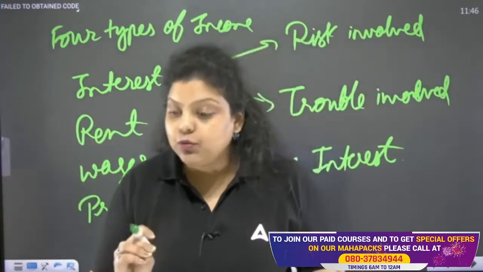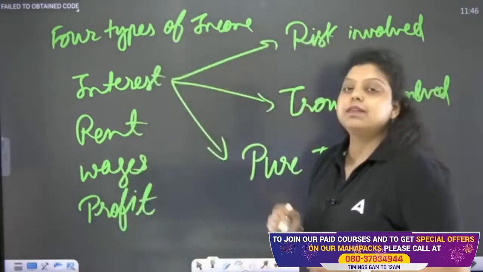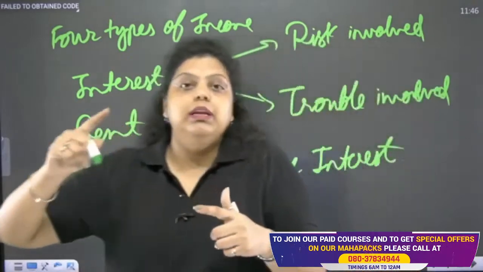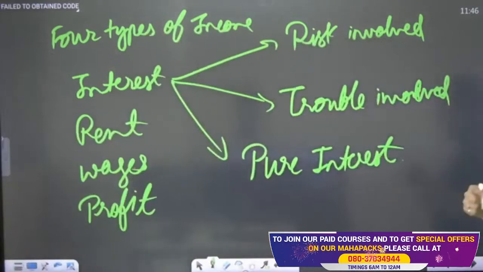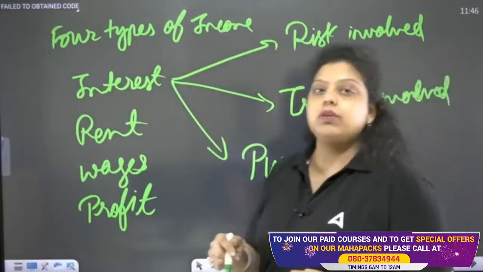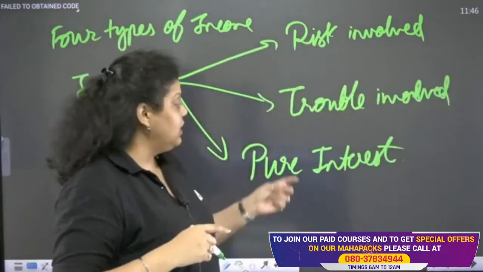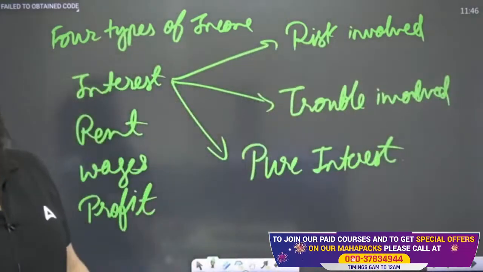They have to do what? They have to analyze the risk, what actual risk is there at the time when you are providing a loan to someone. The second, we have trouble involved. When you are providing a loan, what kind of trouble is involved in that particular category, that has to be counted here. That is the trouble involved.